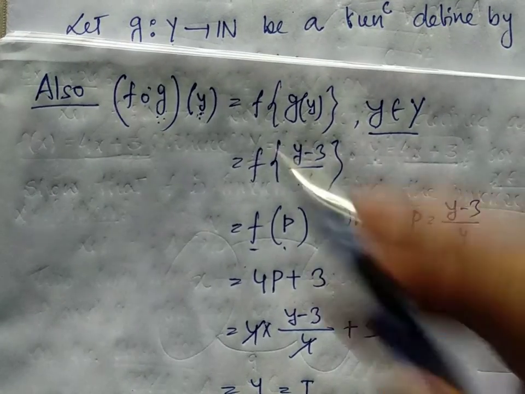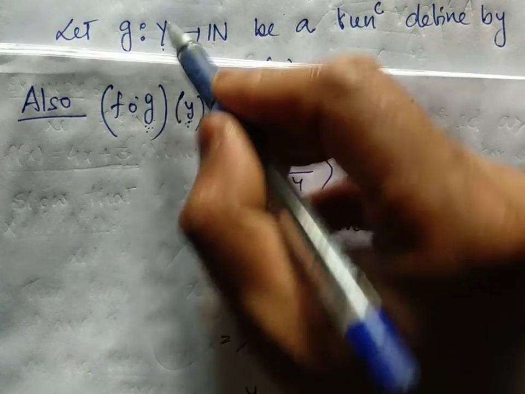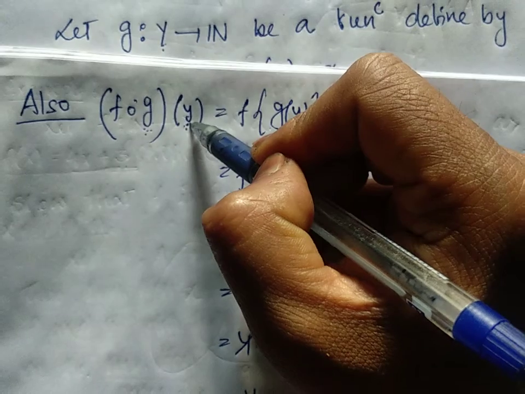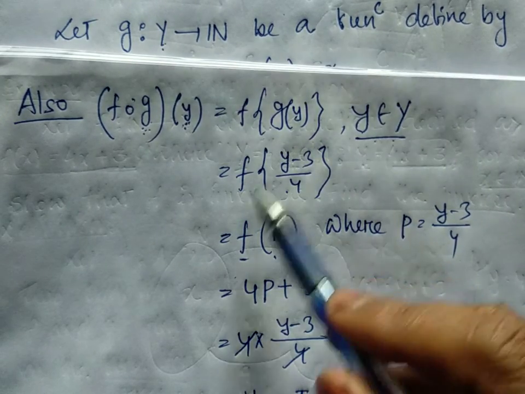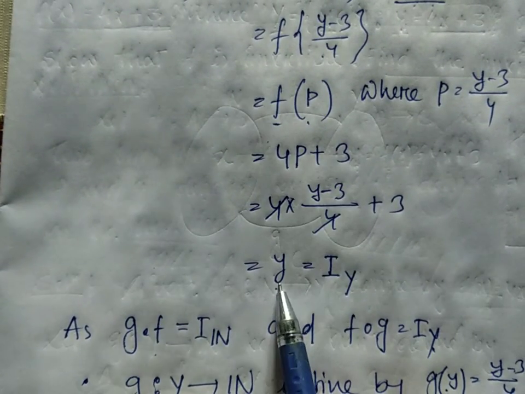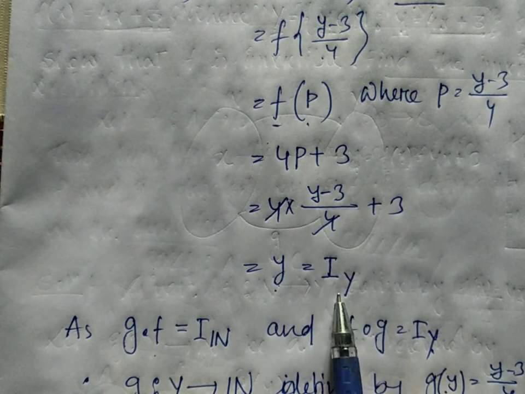In f not g, the domain of g, the first function, was Y. So we took an element of Y and considered it as y. You can use any symbol. After simplification, you have got the same element as the image. That's why it is also an identity function.